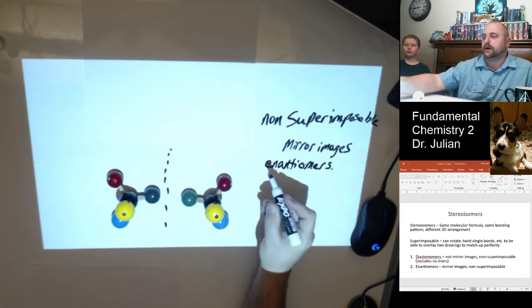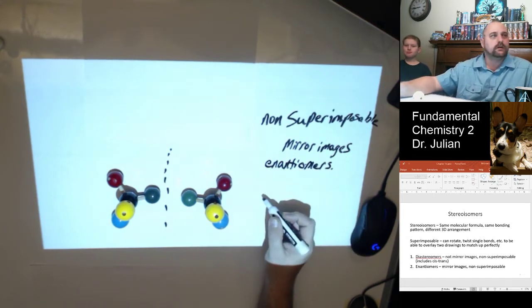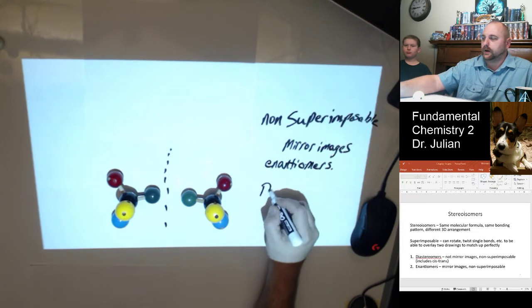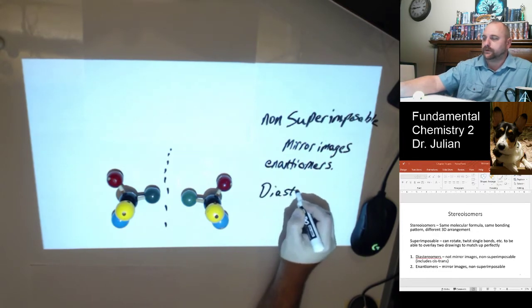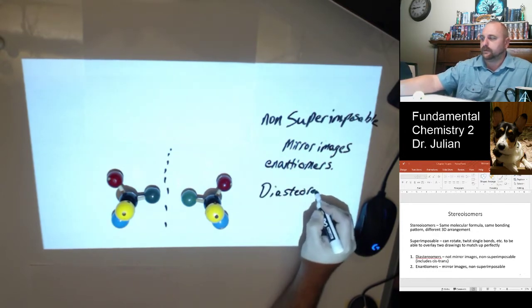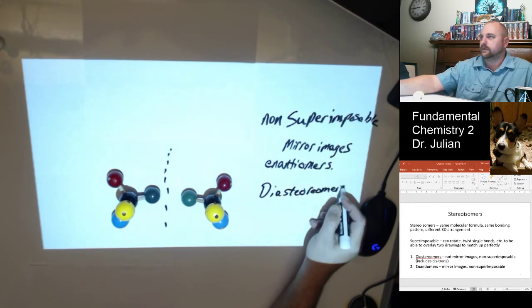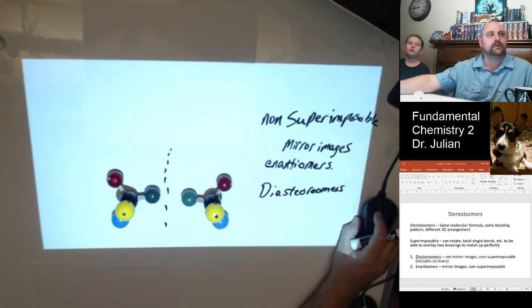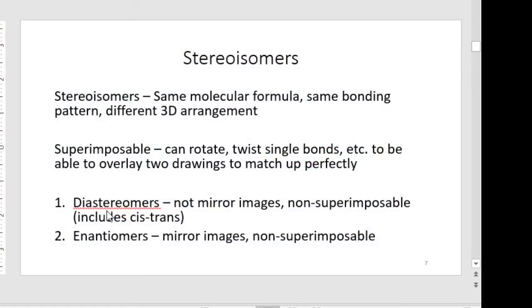Now, we have another type of compound here, and that's diastereomers. Ooh, trying to read my handwriting? Instead, we'll look over here. And so diastereomers are not mirror images, but they're also not superimposable. Okay? Now, if they were superimposable, they're not stereoisomers.